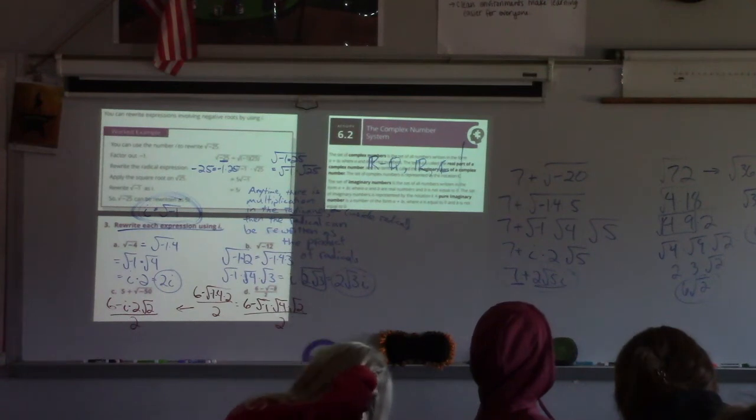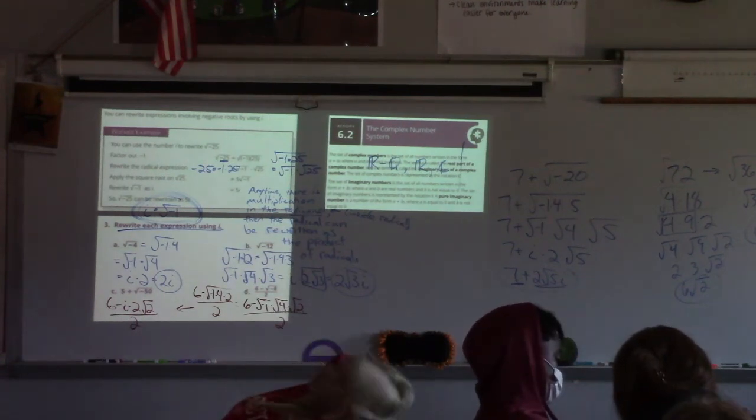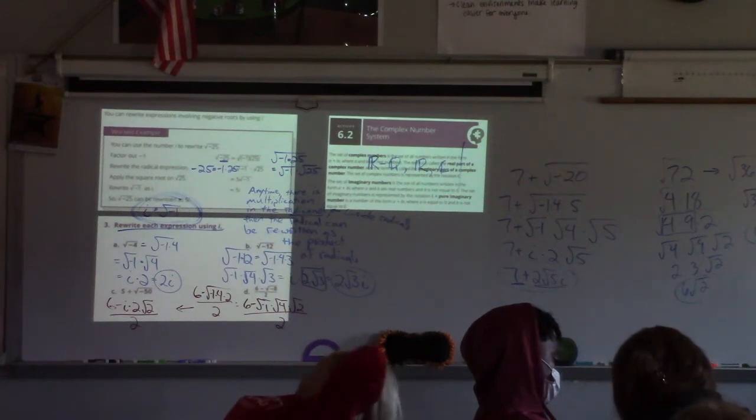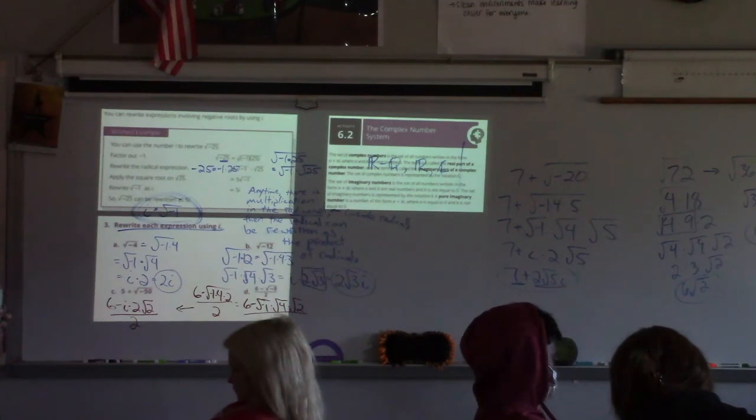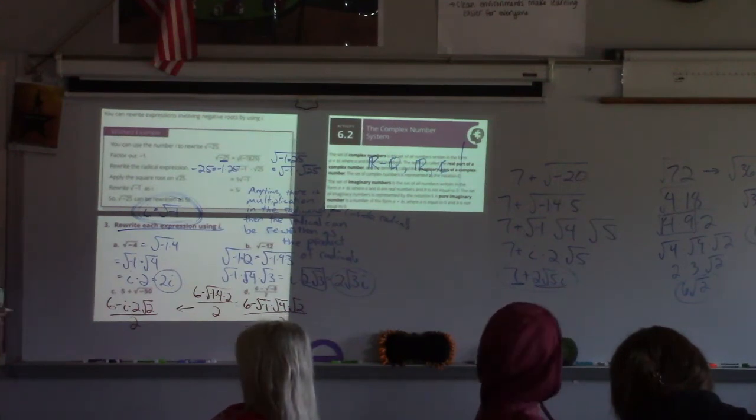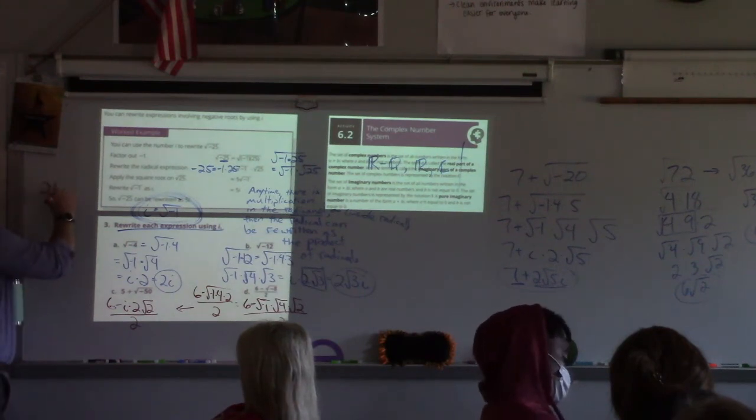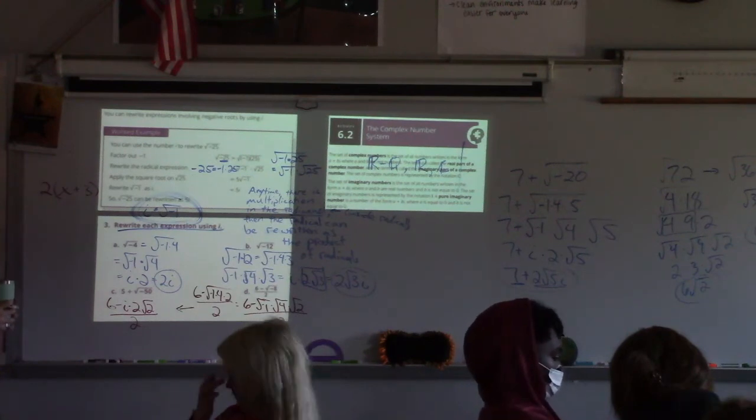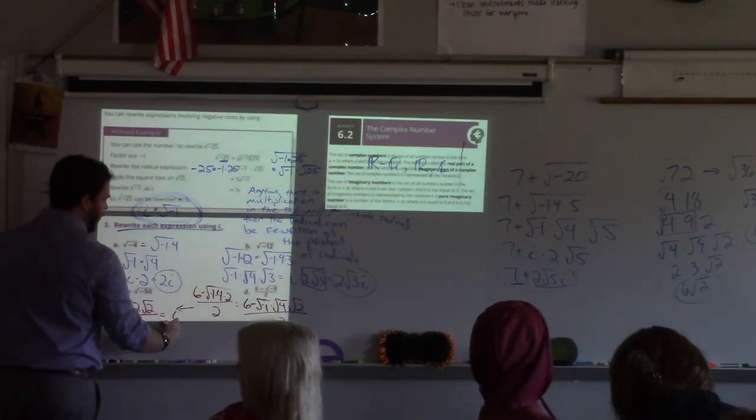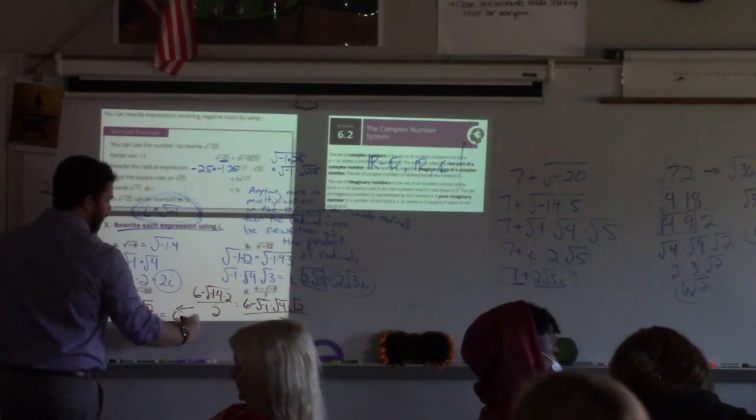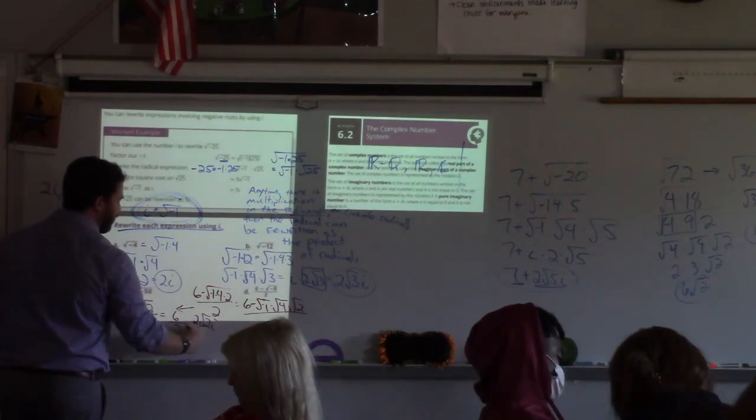Now that I've simplified my radical, remember division has the same property as multiplication in that I can what? What major principle or property does multiplication have that you might use here? Distributive property. What can you do with division? Distributive property. So 6 divided by 2 minus, I would write as 2 root 2i divided by 2.